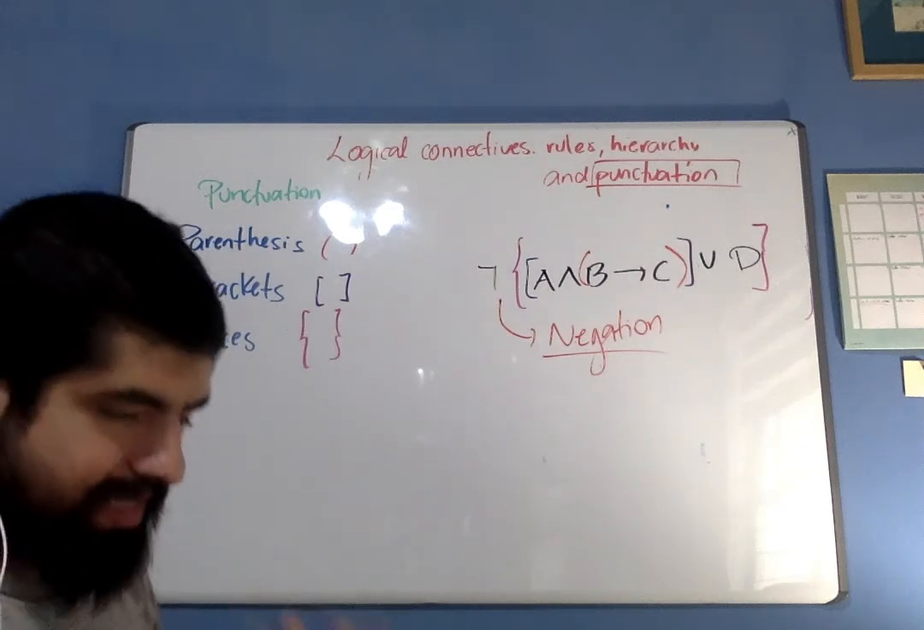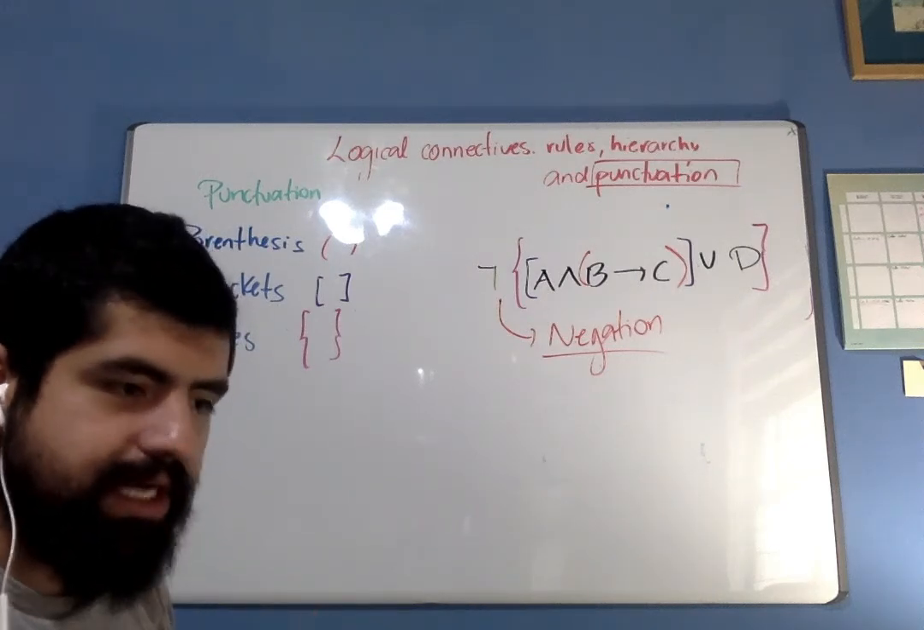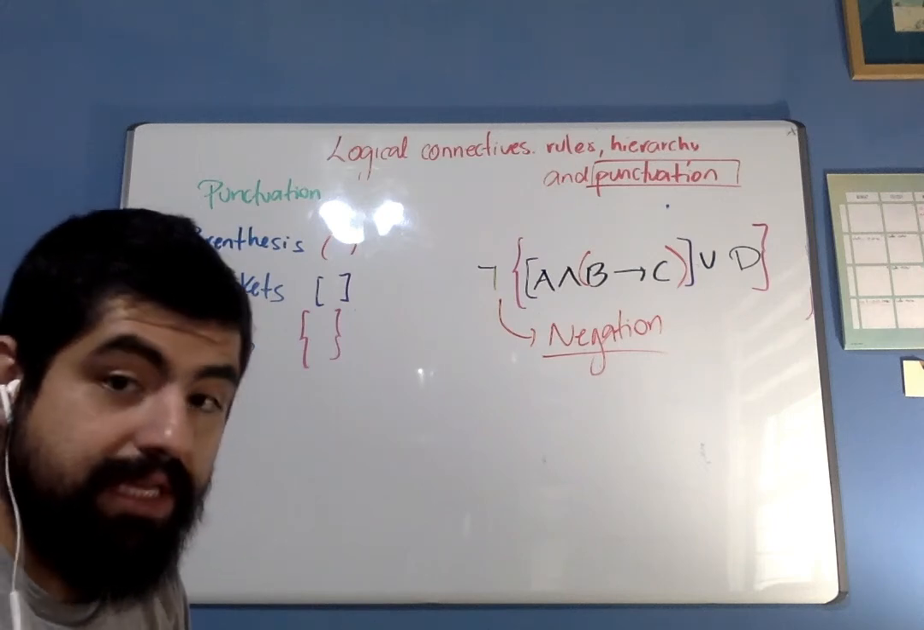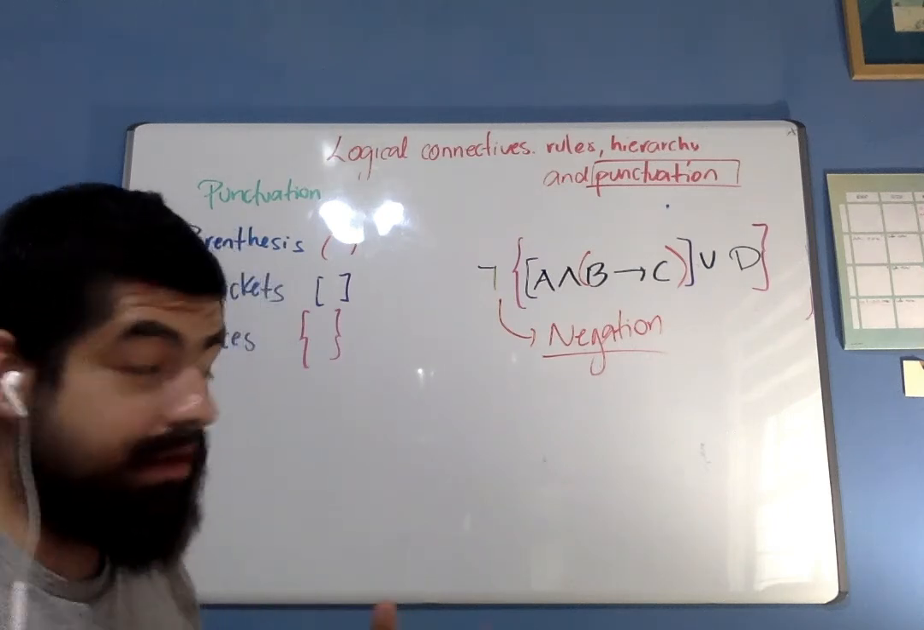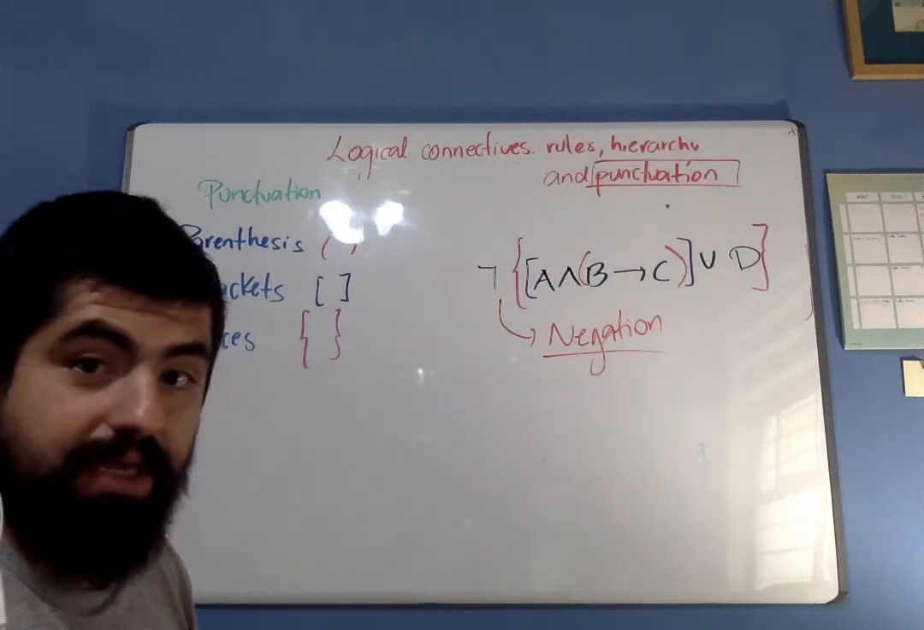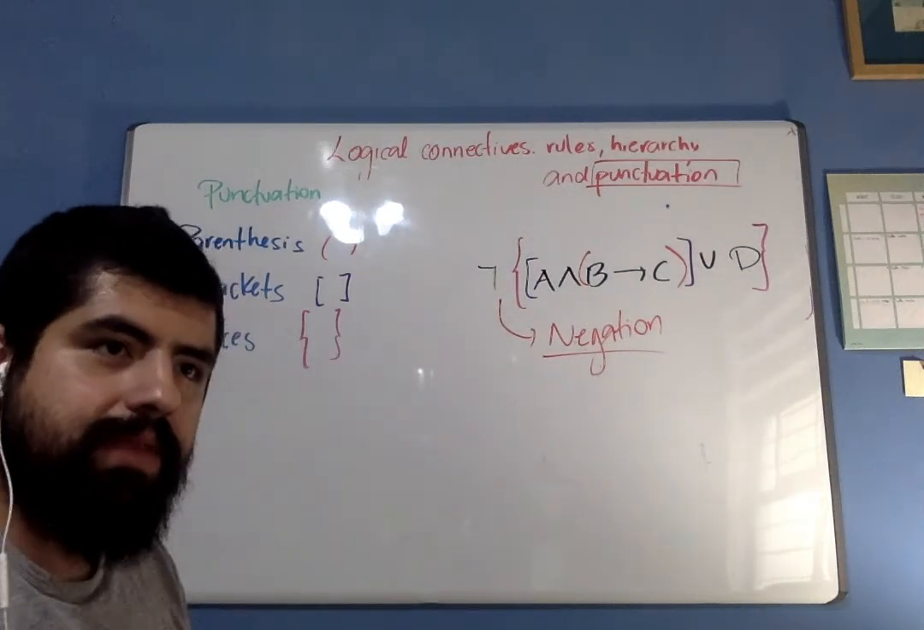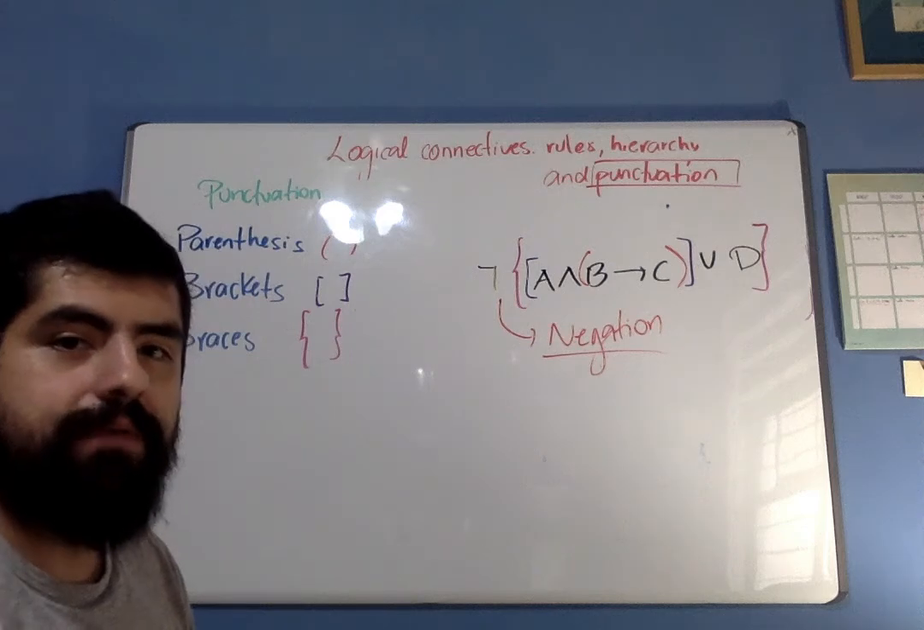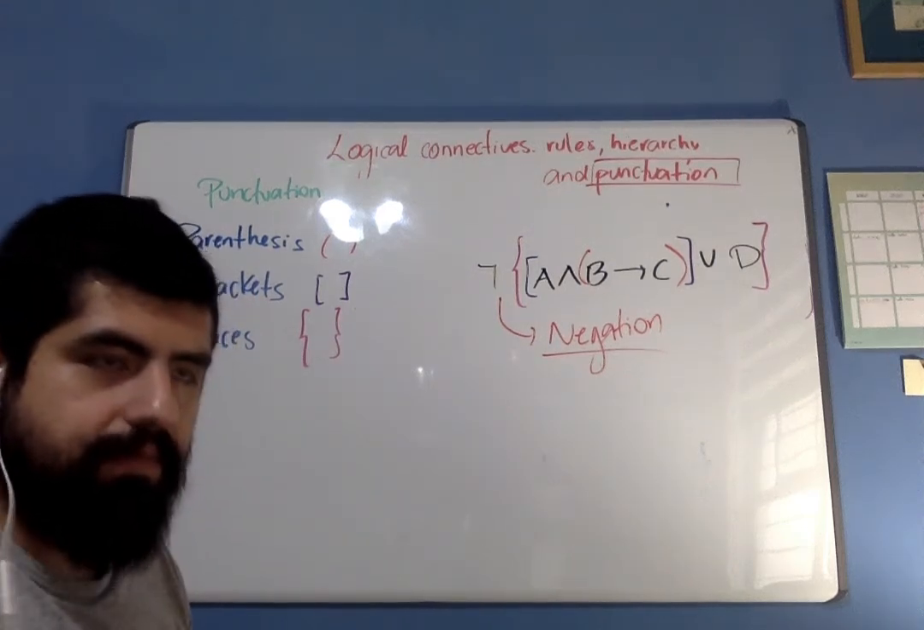So when we have punctuation marks, such as parentheses, brackets, or braces, that means the dominant logical connective depends on the arrangement of these punctuation marks. So we need to be really clear about that. We need to be really careful. And that will be all for today.